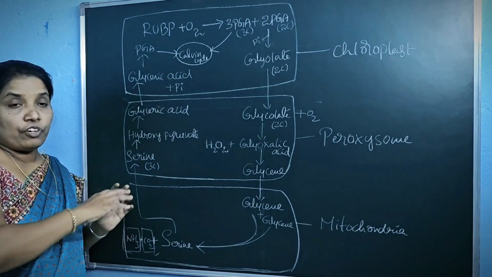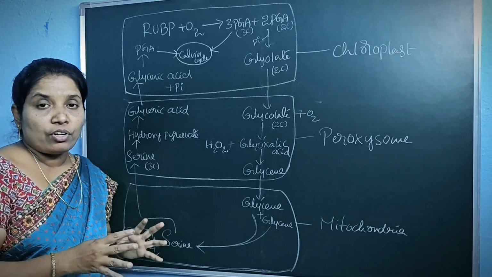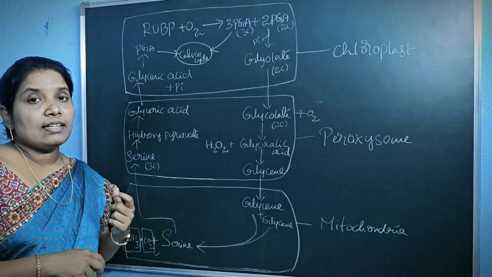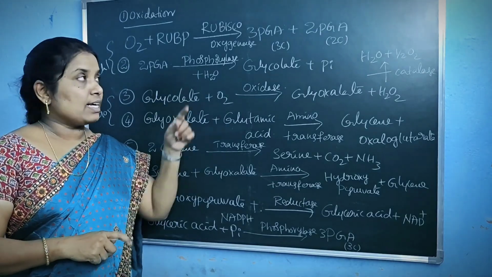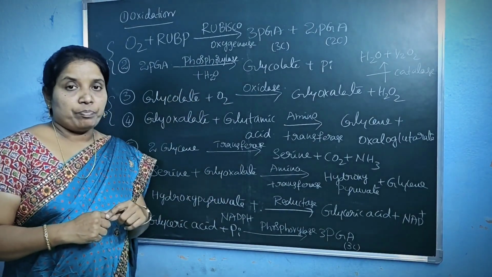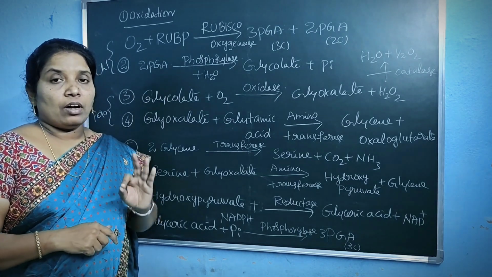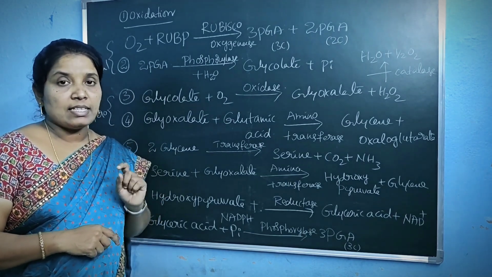So photorespiration occurs with a combination of 3 organelles. So let's see the steps in detail. Okay students, these are the steps involved in photorespiration. Let's see one by one. So the first and second steps occur in chloroplast.